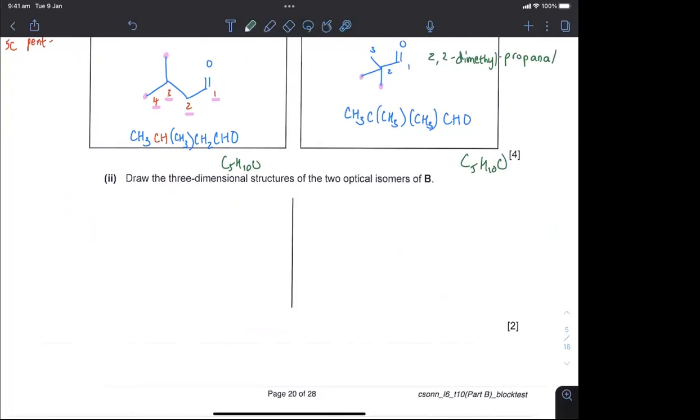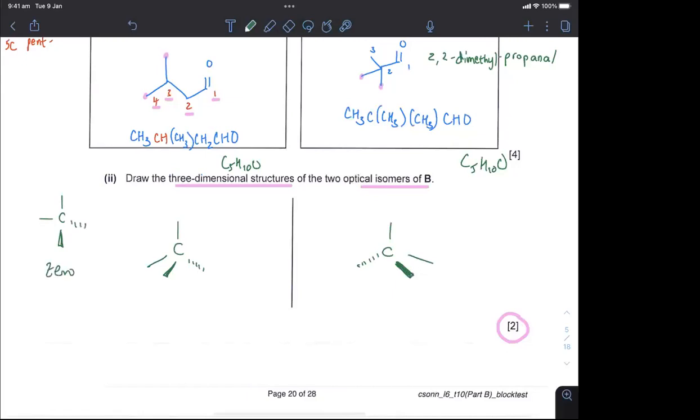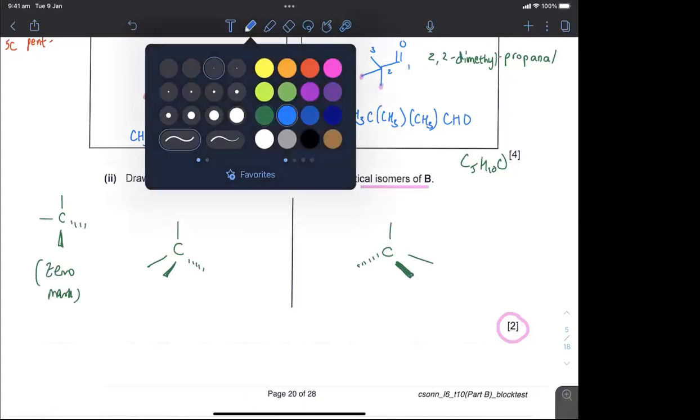Drawing the 3-dimensional structures of the optical isomers is usually worth 2 marks, both in AS as well as A2. So make sure you know 3-dimensional means 3-dimensional. Make sure you know how to draw tetrahedral geometry. If you cannot draw tetrahedral geometry correctly, you will lose the marks because they want 3-dimensional. What is the most common mistake? People draw this. This one is 0 marks, because you have not shown the 109.5 degrees as stated in the syllabus for tetrahedral geometry.